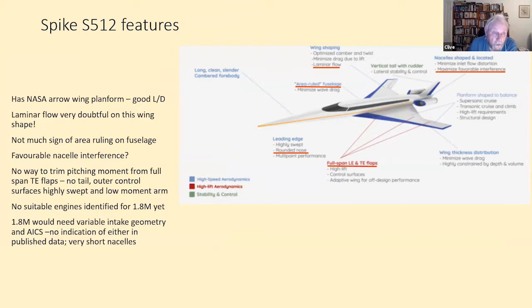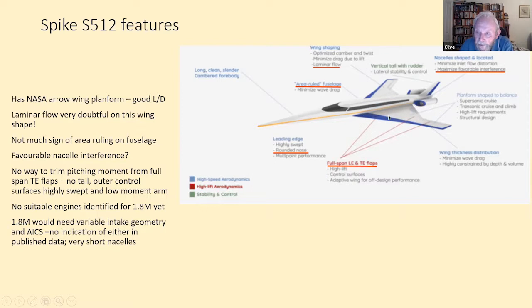You can scale the wing down, but the fuselage is actually limited by the size of human beings. And so the fuselage volume to wing area is bound to be bigger on a business jet than it is on the 300-seater that NASA were talking about. They claim laminar flow on the wing. I doubt it very much.